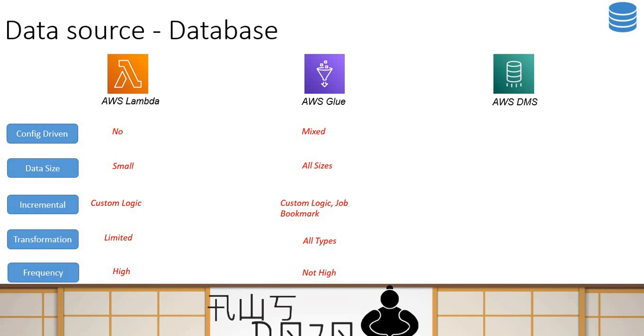You can handle all kinds of sizes here. Glue can go really very big. I won't say it's unlimited size, but definitely you can handle very large data sets with AWS Glue. Glue again can do incremental loads. Either you can use the job bookmark concept to do the incremental thing, or you can also use custom business logic, similar to what Lambda does, to handle the incremental data in a Glue job.